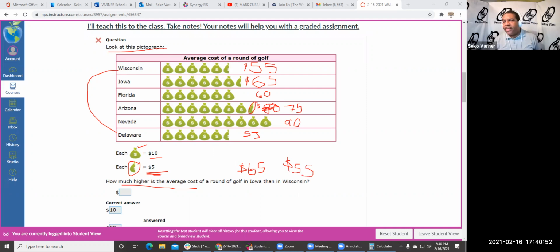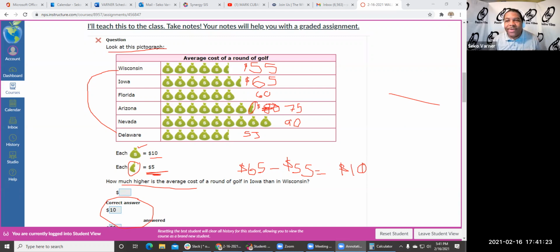When we use the word difference, difference means subtract. So 65 minus 55 is a $10 difference. It costs $10 more in Iowa than in Wisconsin. As you see here, the correct answer is 10. I'm going to give you a few seconds to pause this or maybe write down this answer, because when you do your IXL assignment, this is actually the correct answer for this problem.